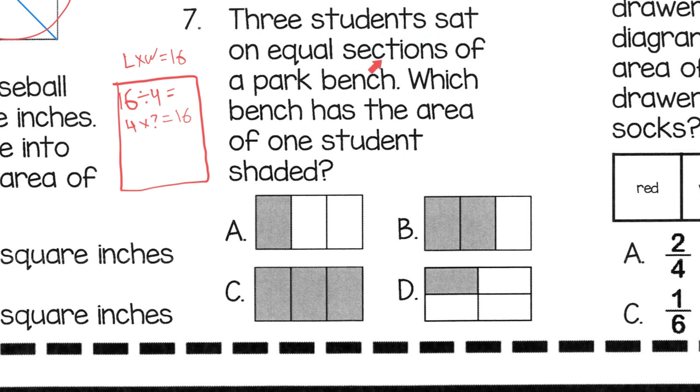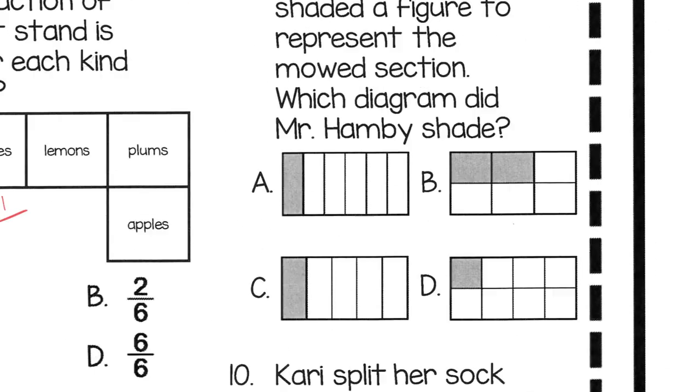3 students sat on equal sections of a park bench. Which bench has the area of 1 student shaded? 3 students sat on equal sections of a park bench. So we need to divide a bench into 3 sections. Okay, it looks like D divided it into 4 sections, so D is not an option. But A, C, and B are fine. Which bench has the area of 1 student shaded? And I'm going to let you take a look at that one, answer it, and then meet me at question number 8.